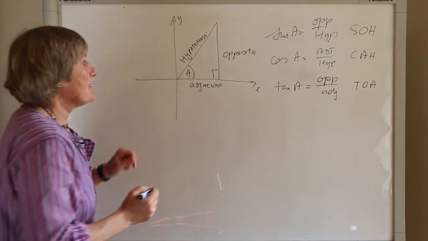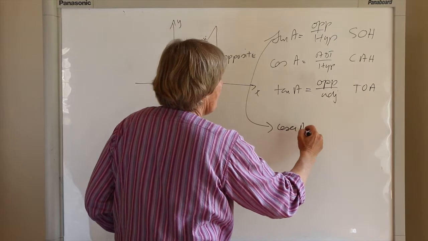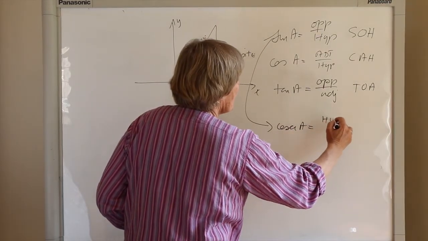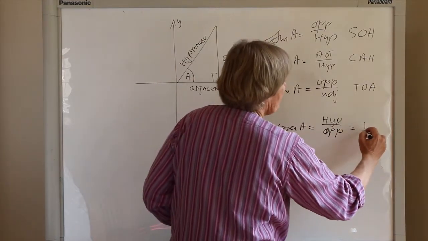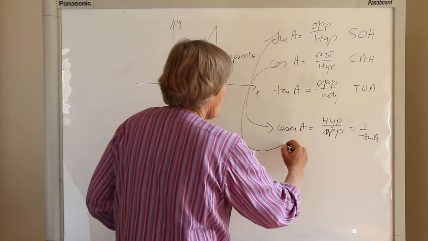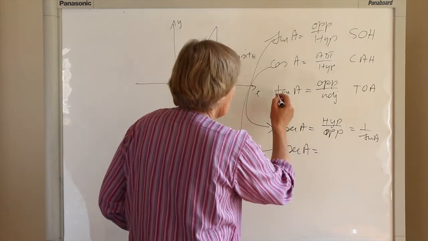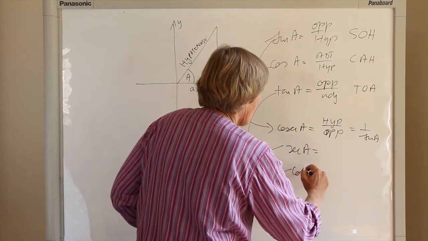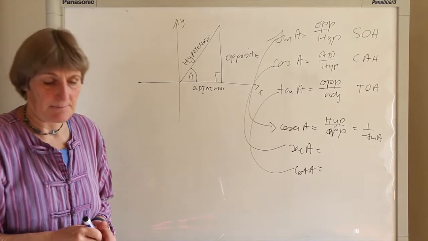Now where are the others? The other one, sine, is just cosec of a, which will be the hypotenuse over the opposite. Or, in actual fact, 1 over sine a. Cos is sec of a, and tan is cot of a. It's just the inverse of that function.